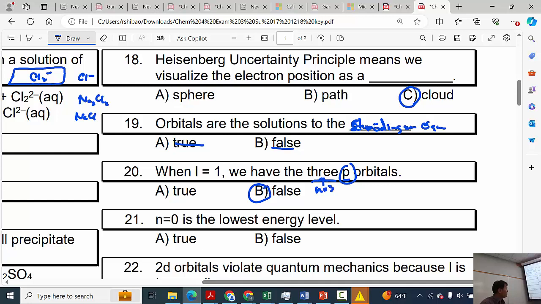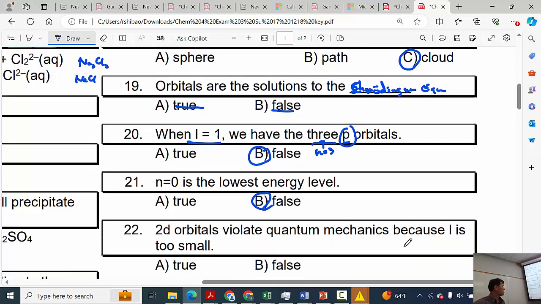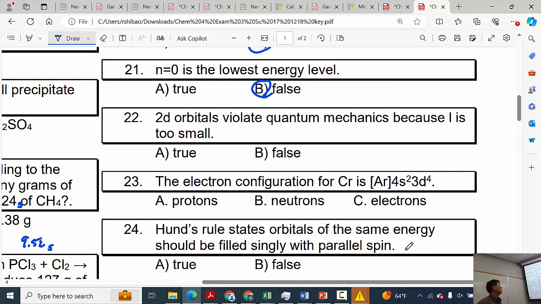And there's nothing. It could be n equals 1. No, it can't be n equals 1. It could be n equals 2, 2p, n equals 3, 3p, n equals 4, 4p. All those will have l equals 1. 21. n equals 0 is the lowest energy level. That's false. What is the lowest energy level? n equals 1.